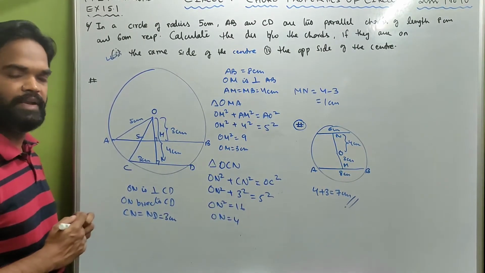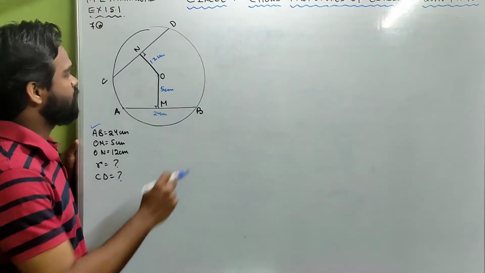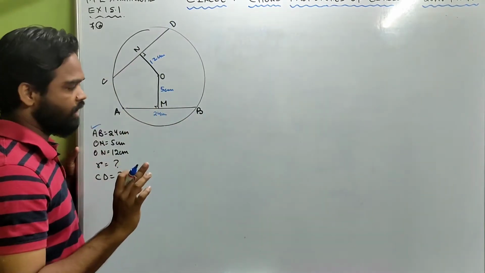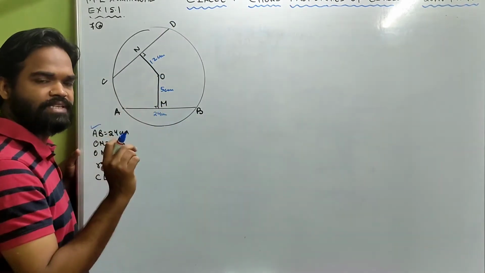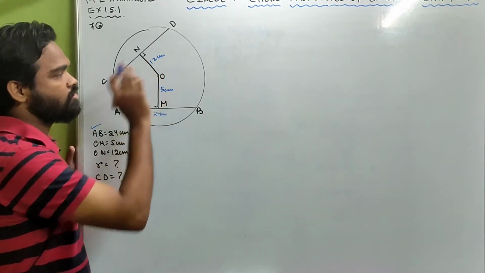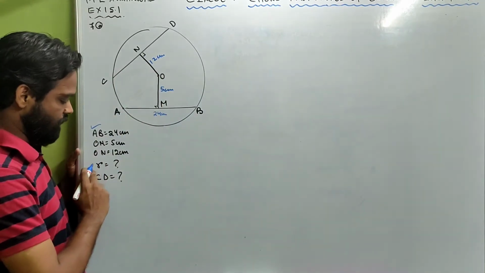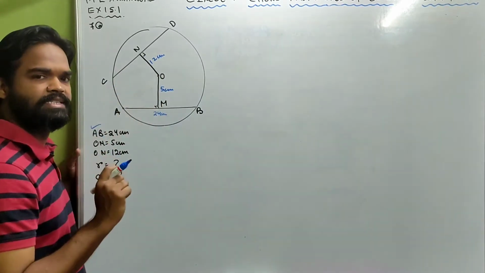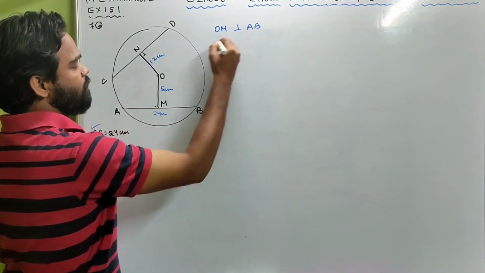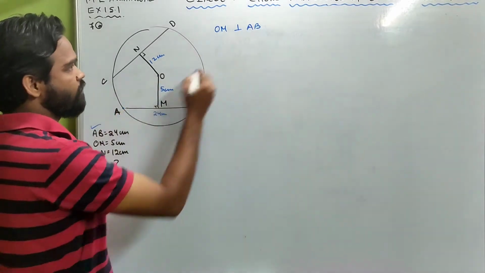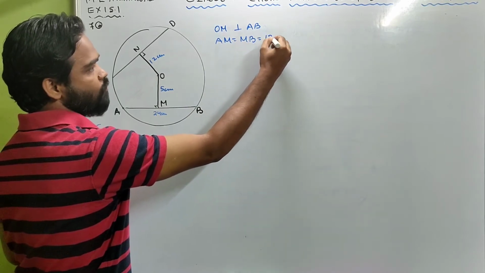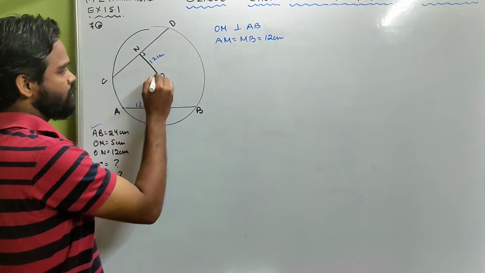Now let us look at the next sum. Now look at 7 part A. There's a circle which has two chords AB and CD. The length of the chord AB is 24. It is at a distance of 5 centimeter from the center. OM is 5. There's another chord CD which is at a distance of 12 centimeter. We need to find the radius and the length of the other chord CD. Very easy. See, OM is perpendicular to AB, which means OM divides AB into two equal halves, which means AM will be equal to MB, will be equal to 24 by 2, that's 12 centimeter. So this is 12 centimeter.